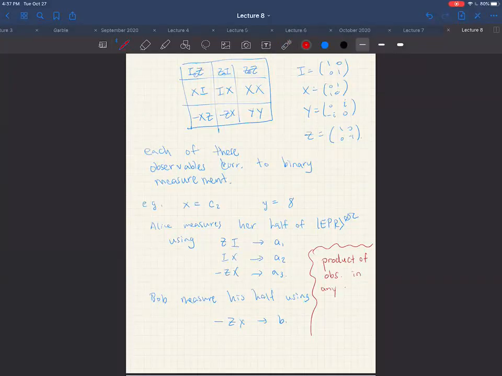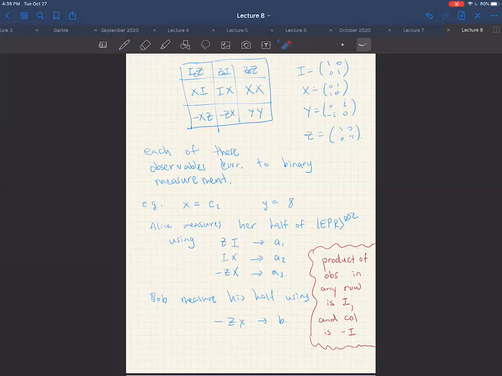Well, they don't share an EPR pair if Alice first measured ZI, IX, and then only measured minus ZX, right? Because the first two measurements changed the shared state. But if you use the fact that the order of measurements doesn't matter, we can assume that the minus ZX one happened first. Yes, exactly. You raise a really good point.